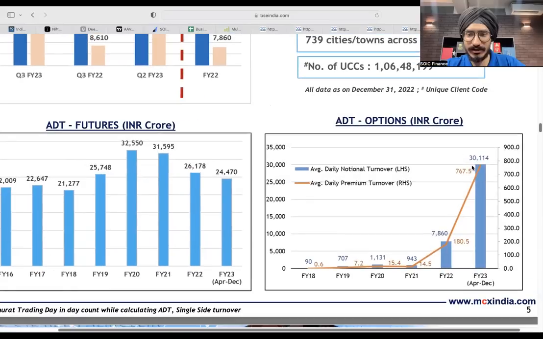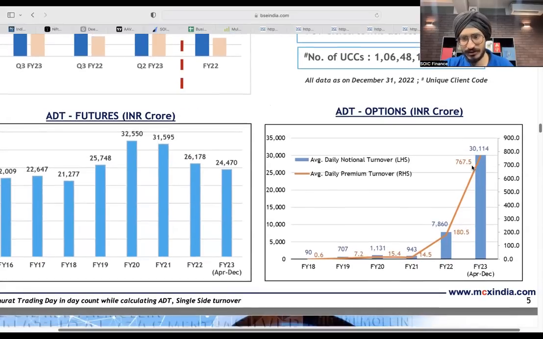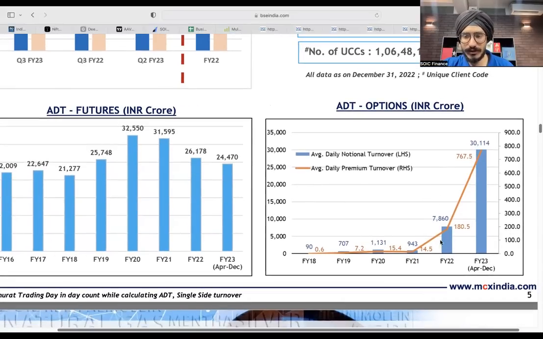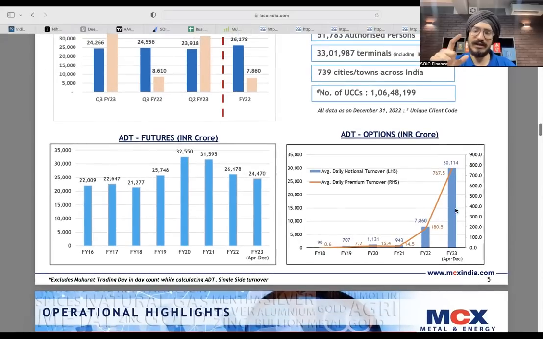अगर आप average daily turnover देखेंगे option का, अगर आप like notional turnover और daily premium turnover देखते हैं, तो you'll just get an idea कि how high it is going and how it is exploding, right? So I think average daily notional turnover has gone from 90 crores to almost 30,114 crores by FY23 December end. Right. Near-term issue, TCS software implementation issue. This is why your EBITDA margins are impacted.